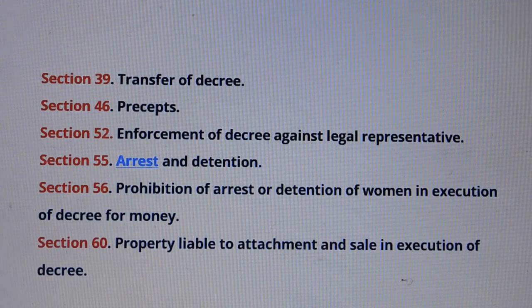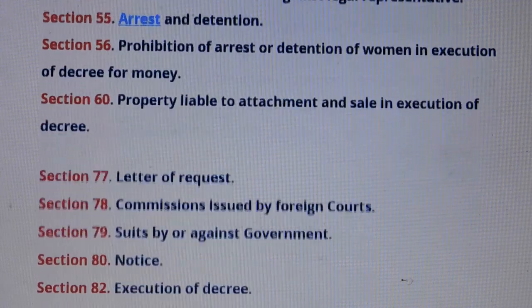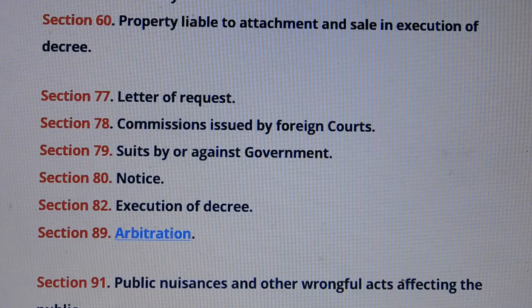Section 55 arrest and detention. Section 56 prohibition of arrest or detention of woman in execution of decree for money. Section 60 property liable to attachment and sale in execution of decree. Section 77 letter of request.